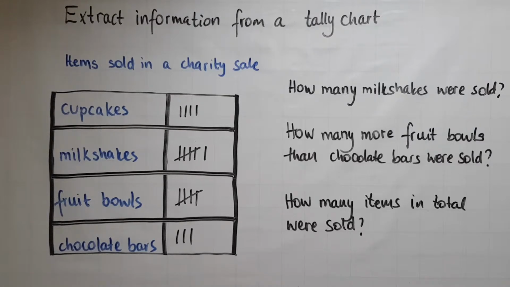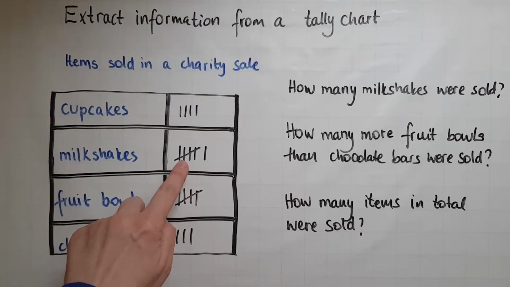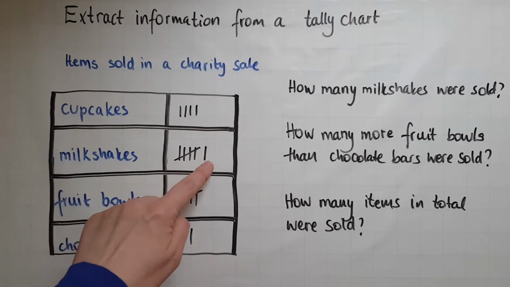Here we have 3 questions that you could be asked about this tally chart. Just 3 examples. How many milkshakes were sold? So we'd go to the items and we'd stop at milkshakes. How many were there? There is 1, 2, 3, 4, 5, 6.